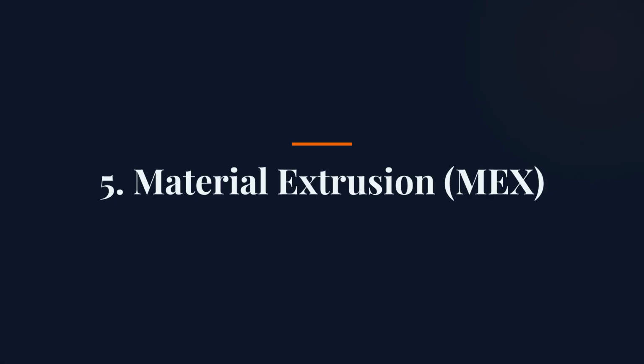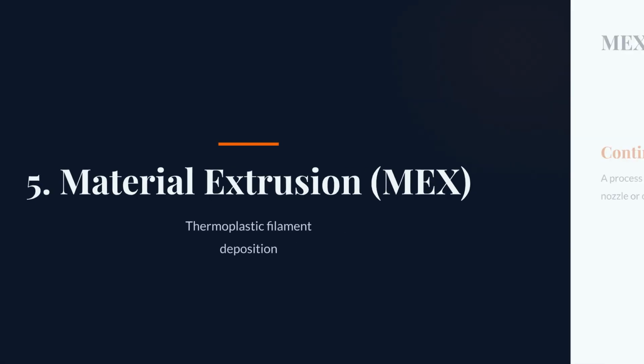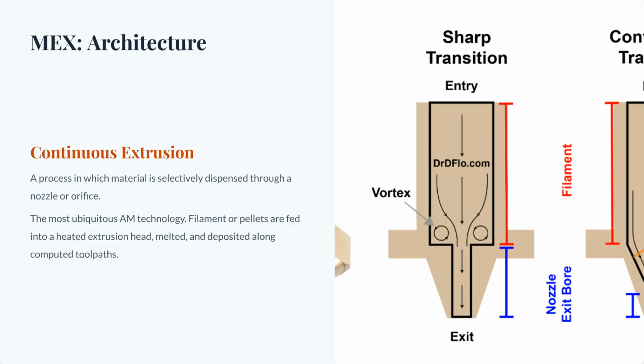Our fifth category is material extrusion, or MEX. This is perhaps the most familiar additive manufacturing process, defined by the deposition of thermoplastic filaments. In material extrusion, feedstock is fed into a heated extrusion head, where it is melted and deposited along a calculated path to build the object layer by layer.